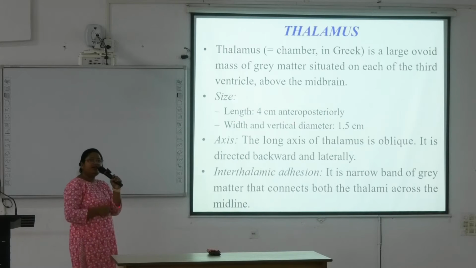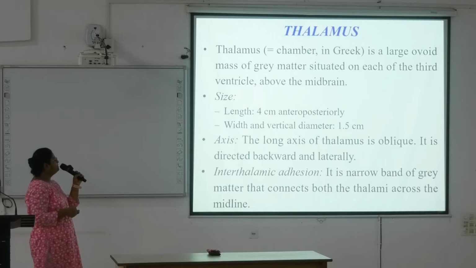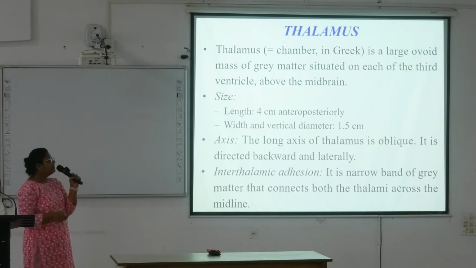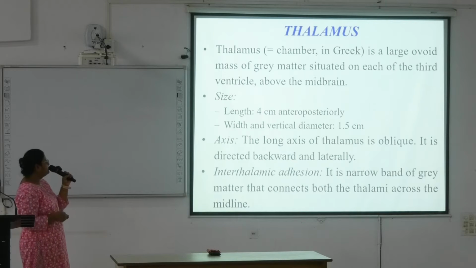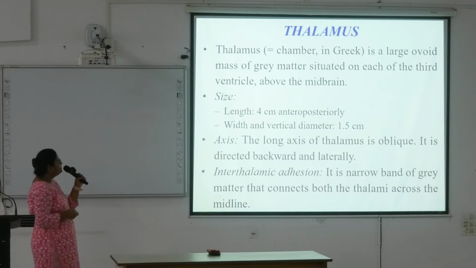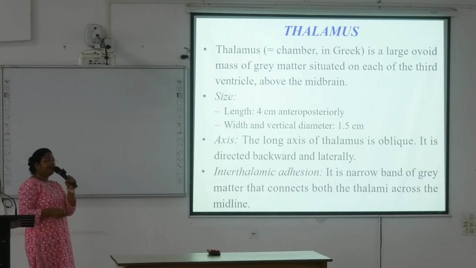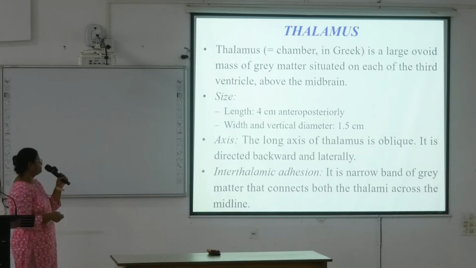What is the size? Length is about 4 centimeter antero-posteriorly. Width and vertical diameter is about 1.5 centimeter. What is the axis? The long axis of thalamus is oblique and it is directed backward and laterally. So this is the axis of the thalamus.